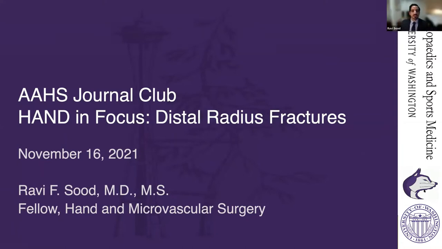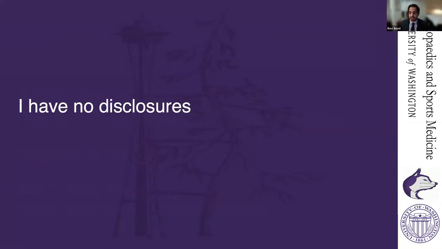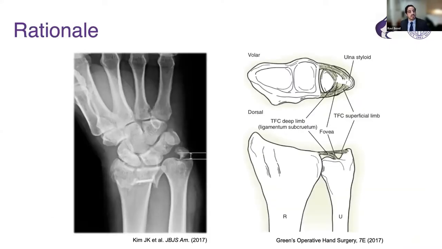Great. Thanks a lot. And thanks, everyone, for tuning in and for the opportunity to present here. So for a bit of background, ulnar styloid fractures very commonly accompany distal radius fractures. And the ulnar styloid has an important anatomic role in the DRUJ, in that the palmar and dorsal radioulnar ligaments attach to it, and specifically the deep fibers or the ligamentum subcruentum insert on the ulnar fovea near the base. So it stands to reason that ulnar styloid fractures, specifically ones at the base, can lead to DRUJ instability.